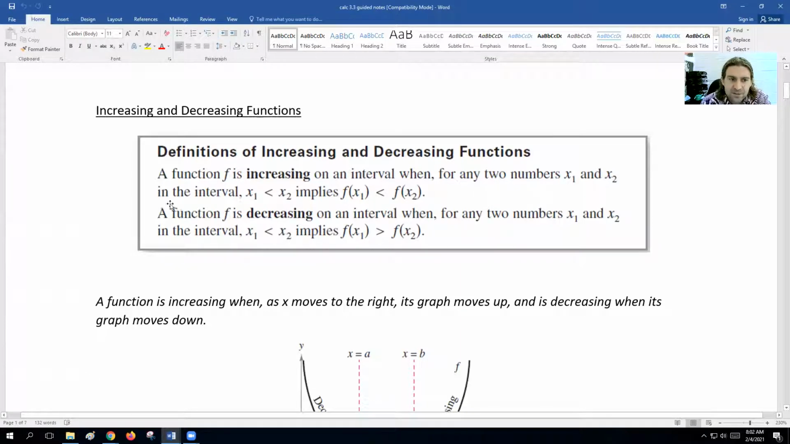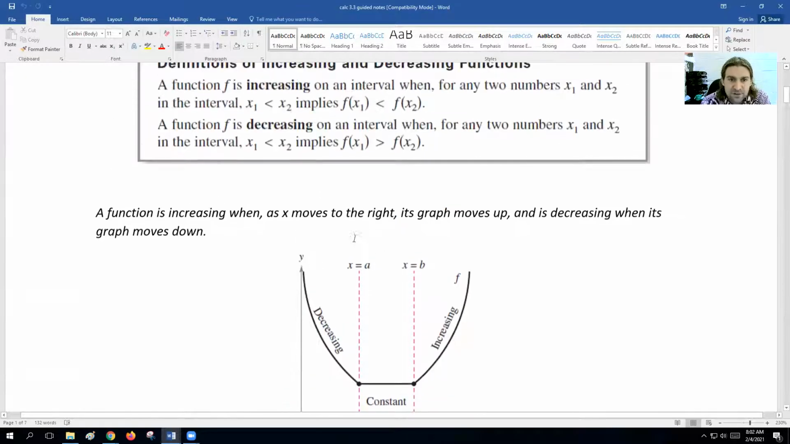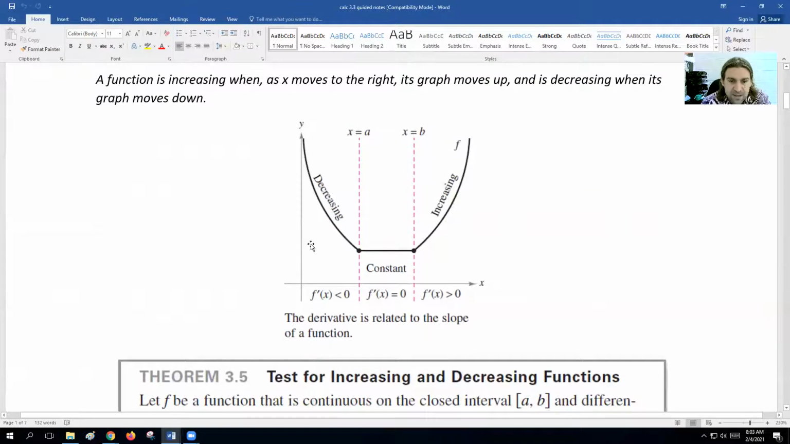Okay, so here's the fancy definition: a function f is increasing on an interval when, for any two numbers x1 and x2 in the interval, x1 is less than x2 implies that f of x1 is less than f of x2. It means that if we get two points, here's x1, here's x2, and x1 is before x2, and x1 is below x2, that means the function's going up. And then conversely, decreasing would be the opposite of that. If x1 comes before x2, but x1 is bigger than x2, then the function's decreasing. And we can see this as we look at the graph: if the graph is going down, we'd say it's decreasing. If the graph is going up, it's increasing. And if it's straight flat, we'd say that's constant.